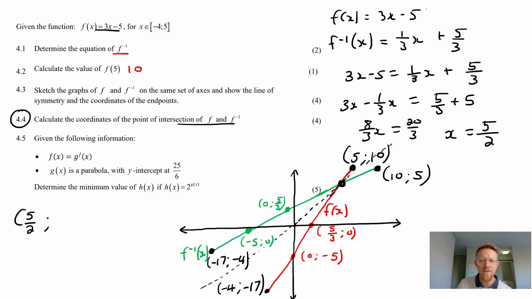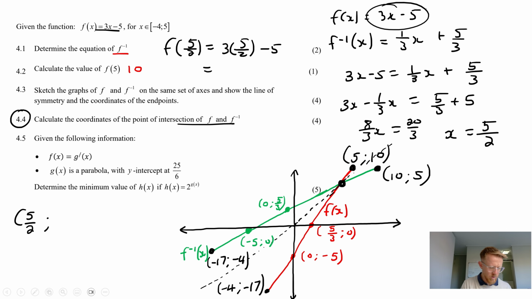And then the y value, we just go plug into this equation over here, or you could plug it into this equation over here. It doesn't matter because it's on both graphs. So I'm just going to go plug it into the f of x equation. So that's going to be 3 times 5 over 2 minus 5. And so that'll give us 5 over 2. Okay, so (5/2, 5/2).